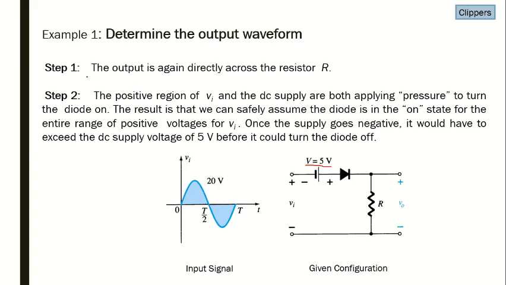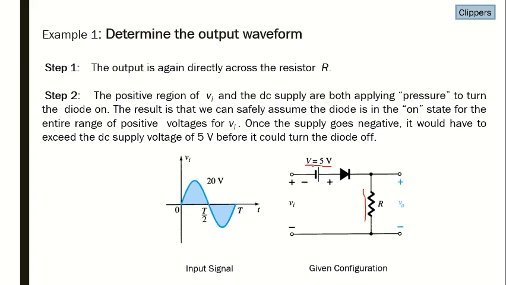Now, following the steps which we just have discussed, first we need to identify where we are getting the output. So the output is again directly across the resistor R, and the diode is in series with the resistor R. So we are getting the output here at point V naught. Now, as a step 2, the positive region of Vi and the DC supply both are applying pressure to turn on the diode. For the positive half cycle, diode will be on, whereas for the negative half cycle, diode will be in its off state.